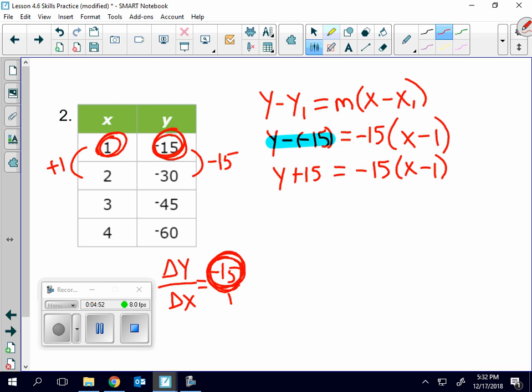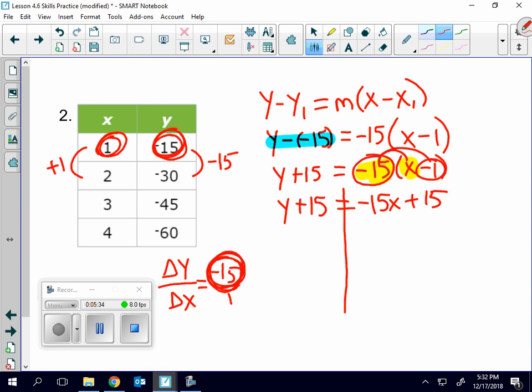Now I'm going to distribute my negative 15 times the x, and then the negative 15 times the negative 1. So this becomes y plus 15 equals, well, here it is. Let's highlight so you see what I'm doing here. This is a negative 15 times x, which is negative 15x. Now we're taking this negative 15 and multiplying it to a negative 1, which becomes a positive 15. When I multiply any two negatives together, I get a positive. All right, so I'm almost done.